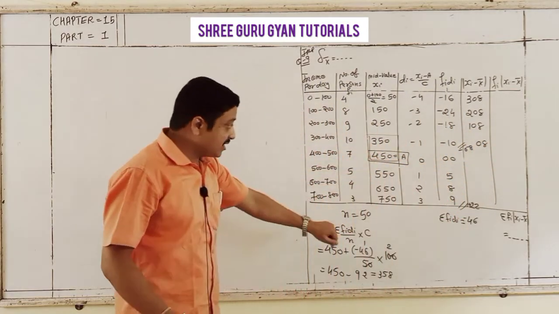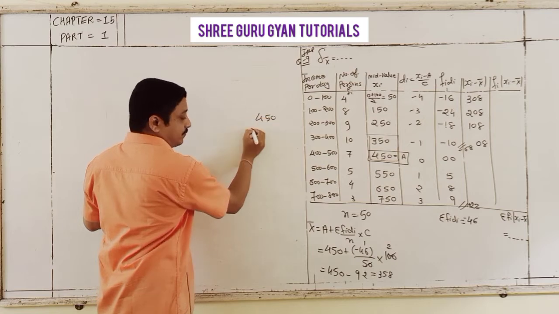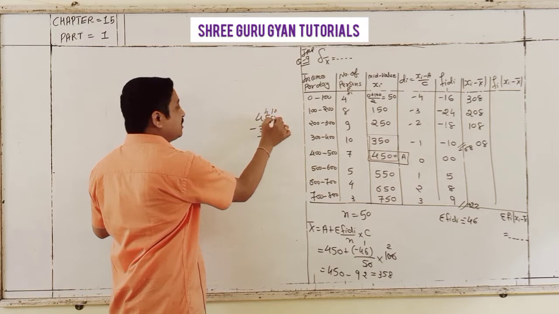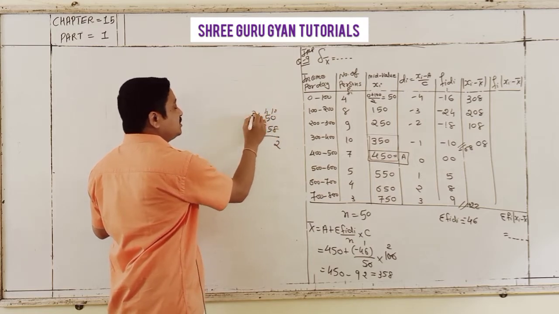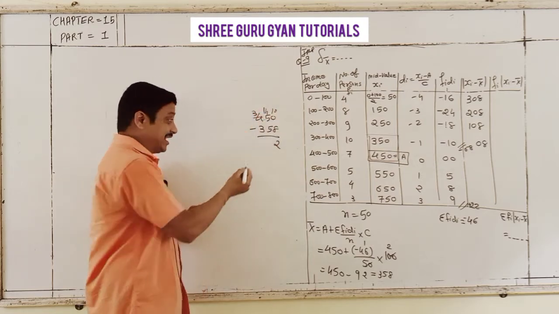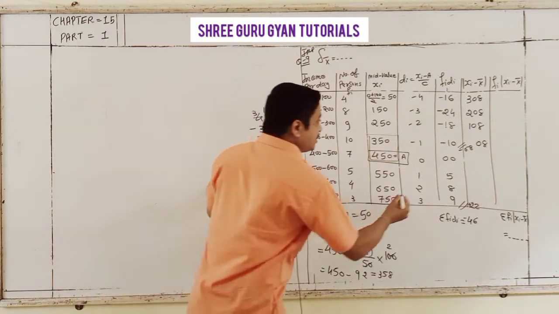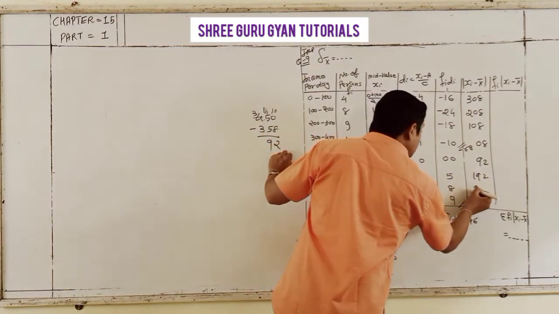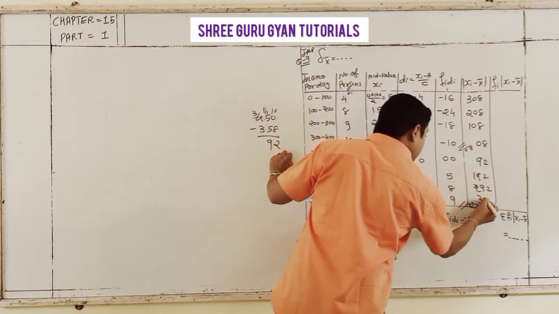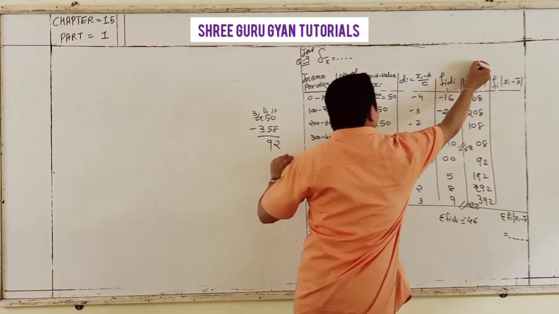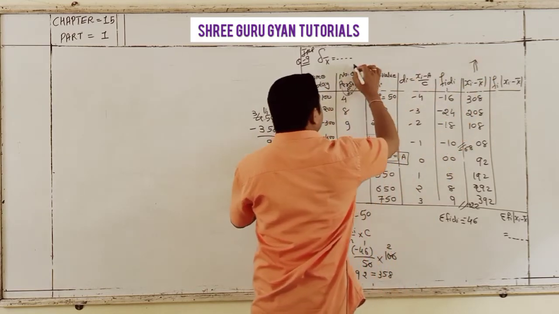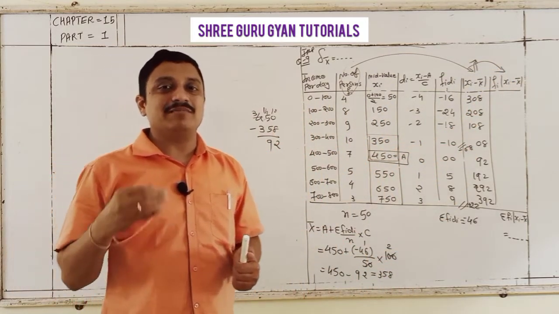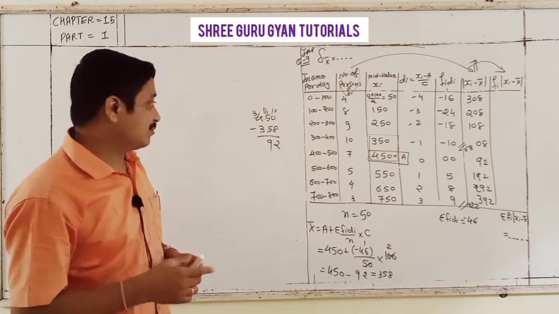Now 450 minus 358: 10 minus 8 is 2, the 3 cancels, 14 minus 5 is 9. It is 92. Now 92, next 100 more is 192, next 292, and last 392. Now we multiply these values with fi, and in column-wise form we will calculate the final products.